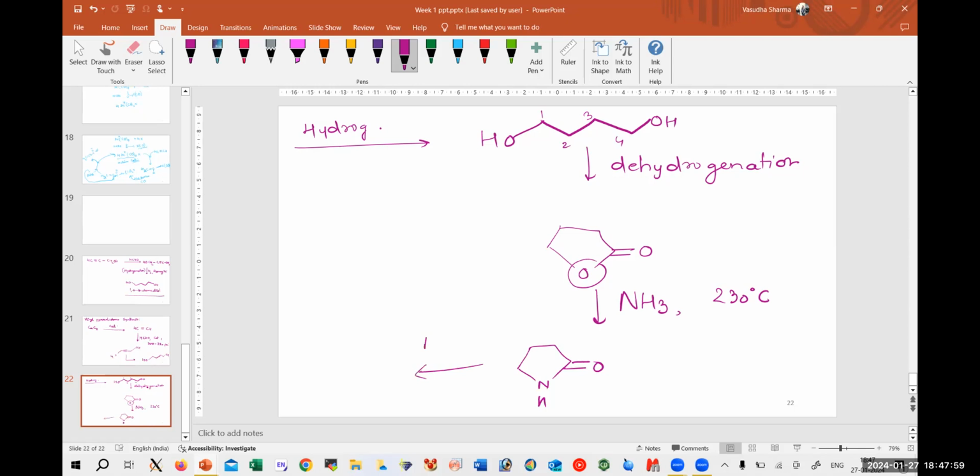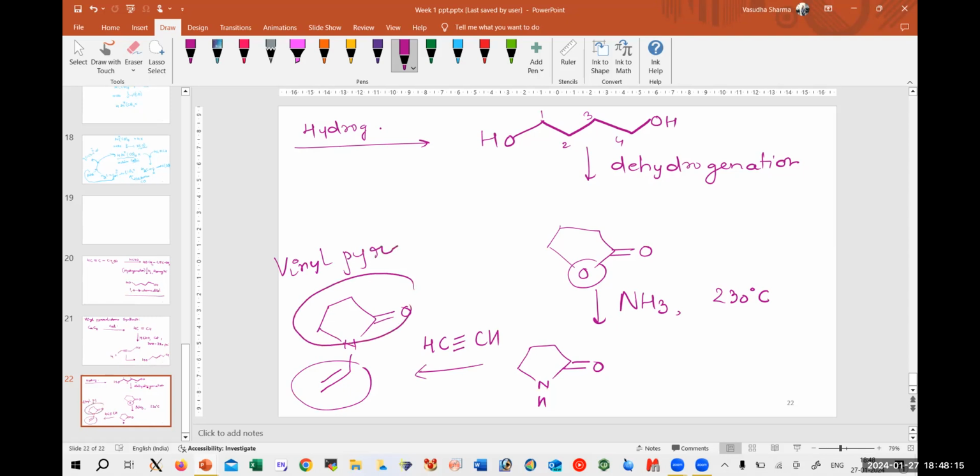Then if we treat it with C≡CH, it will form your vinyl pyrrolidone. This is your vinyl group, and the whole this group is your pyrrolidone. So this is how we do the synthesis. Up to this step, this is ethynylation of your acetylene in presence of HCHO. And further two steps are involved where we are introducing the ammonia to replace the oxygen with the NH group. And then at last, we are again introducing acetylene to have your vinyl pyrrolidone.